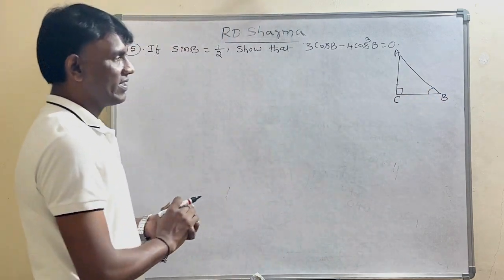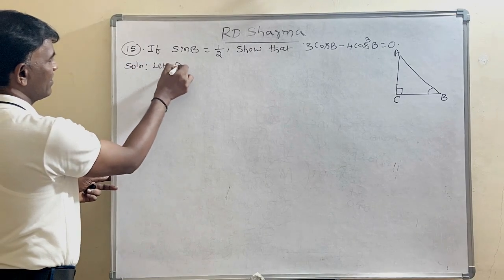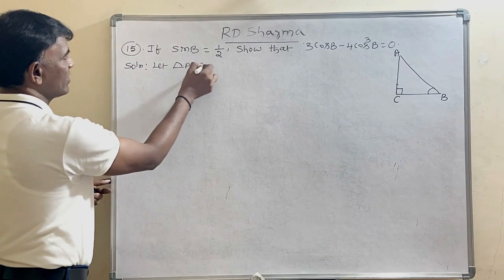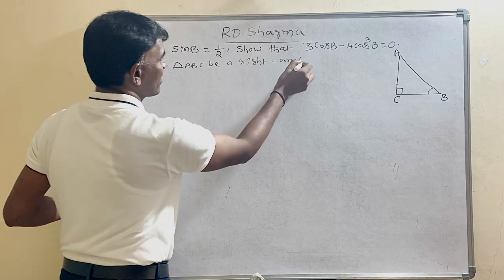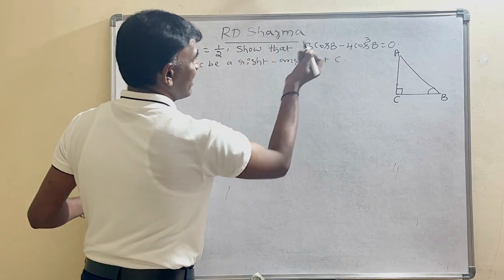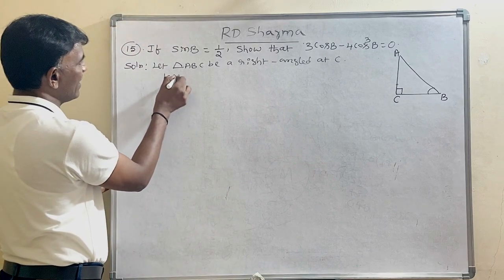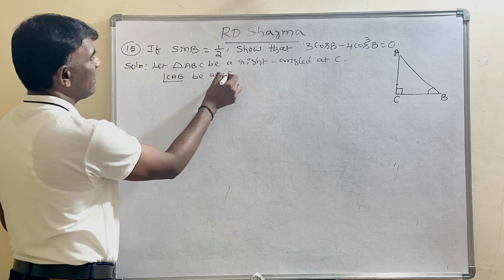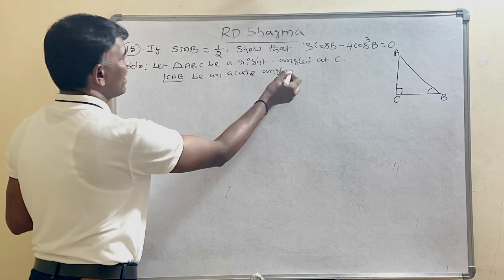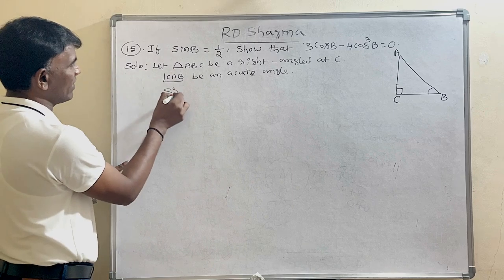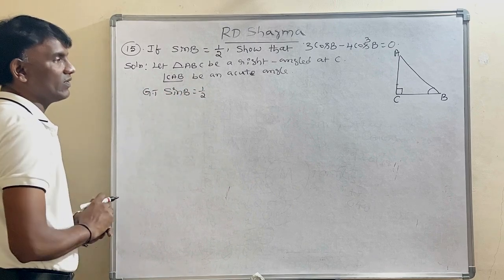So these are the first two steps, right? So what is that first step? Let triangle ABC be a right angle triangle, right angled at C. And coming to the second one, angle CAB be an acute angle. This is the next step. Okay. And now what is the given value? Sin B equal to 1 by 2. So just write here, given that sin B equal to 1 by 2.